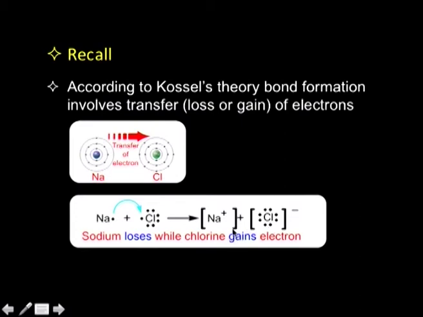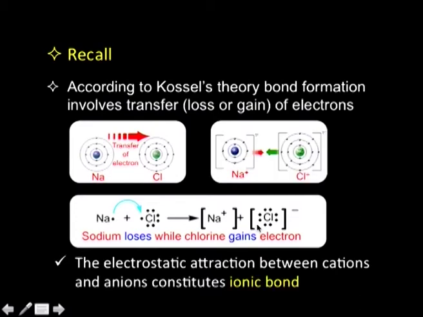And these two charged species interact electrostatically. That means they are attractive to each other in terms of electrostatics, and this kind of electrostatic interaction between two ions of opposite charge is what constitutes an ionic bond. And the compounds which are formed in such a fashion are called ionic compounds or ionic solids. That is one bit we have to recall.